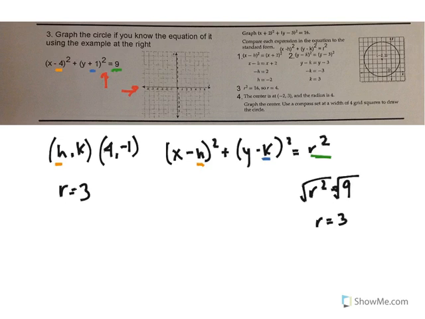Our center is going to be 4, negative 1, and then the radius is 3. So we count over 1, 2, 3 boxes from there, in each direction. Connect your endpoints, and you've got your circle.